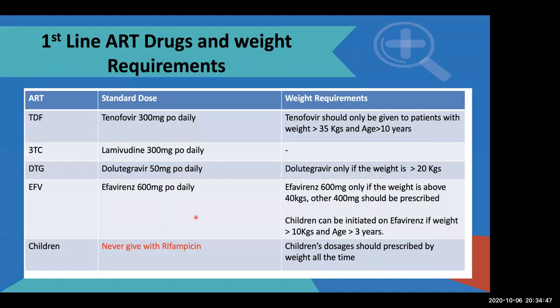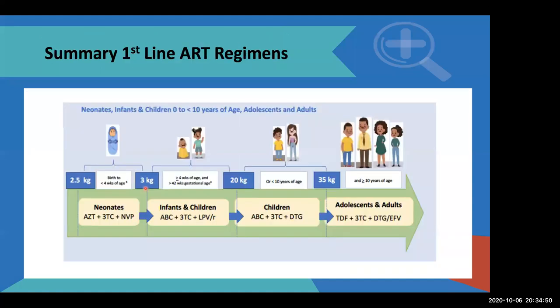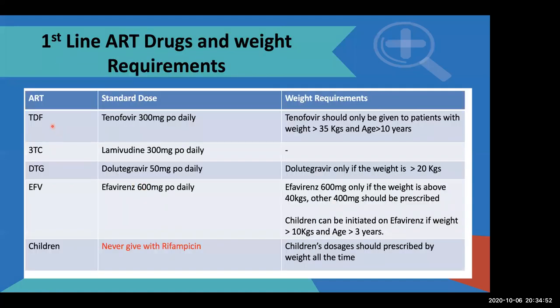So this is a repeat, though not in a nice diagram, just to say that, remember, tenofovir for adults, the dose is 300 milligrams once daily. But remember, tenofovir should only be given to patients with a weight of more than 35 kg and the age of more than 10 years. So if you've got someone with a weight less than 35 kg or they're like 9 years, you should avoid tenofovir. Lamivudine, no comments. Dolutegravir only if the weight is more than 20 kg. So you can give it to children, but once their weight is more than 20 kg, that is fine.